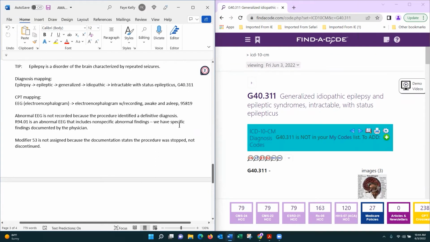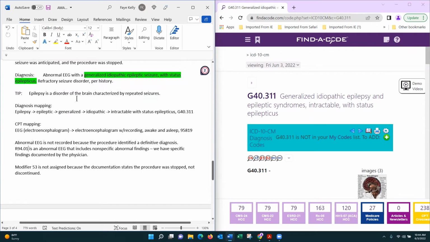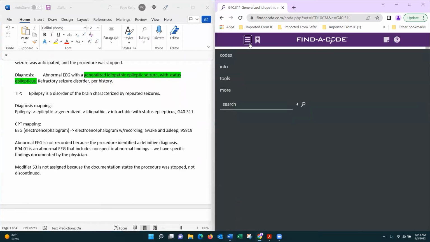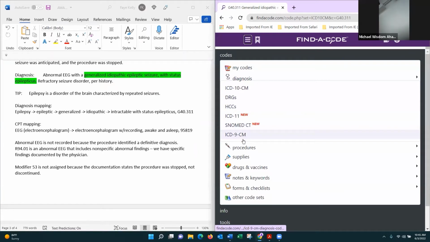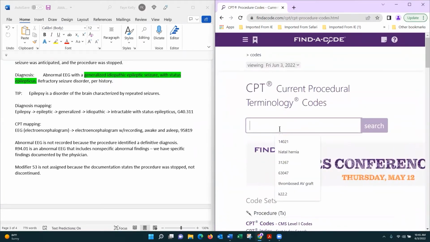Our next assignment comes in on the EEG. We have to assign a code for the electroencephalogram. If we read in the chart, we see that this recording was made with the patient both awake and asleep. Those are things that we would need to jot down or just put in our memory bank, so that when we look up the procedure code, we will assign the specific description.